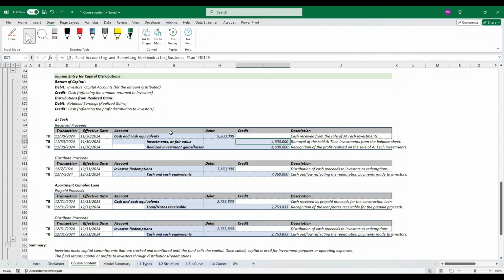There are two steps to book the distribution entries. Step one is to record the sale. We would debit the investor capital account for the amount distributed, then credit the cash to reflect the amount returned to the investors. Then step two, we're going to distribute the profits to investors. We're going to debit retained earnings or realized gains and credit the cash to reflect the profit distributions to investors. Now let's walk through our examples.